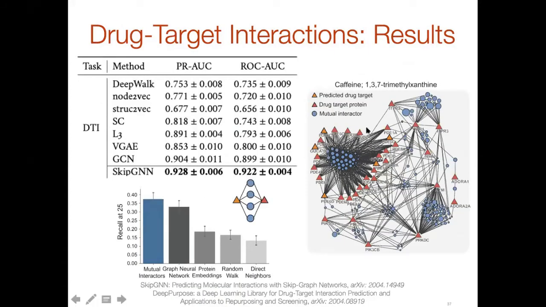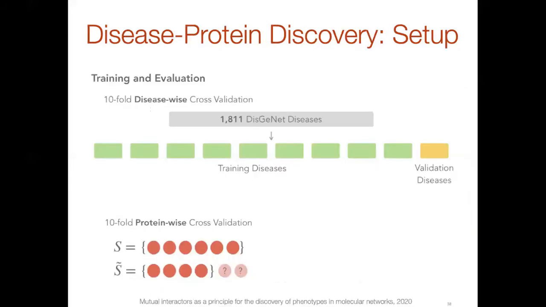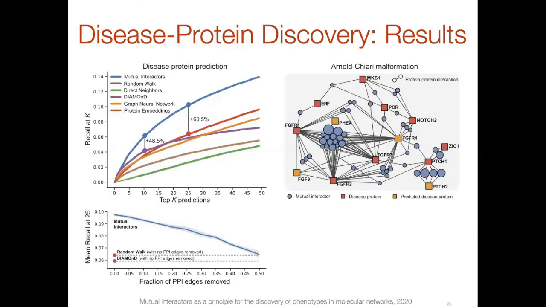And here's just an example where this principle of mutual interactors was applied to the problem of identifying drug targets and to the problem of identifying disease proteins, where we looked at can we label proteins based on the diseases that they are associated with? And using this cross-validation setup, we found that, again, encoding this principle directly in the model leads to substantial improvement over simply relying on classical models that are not well-founded in the context of the nature of biological interactions.